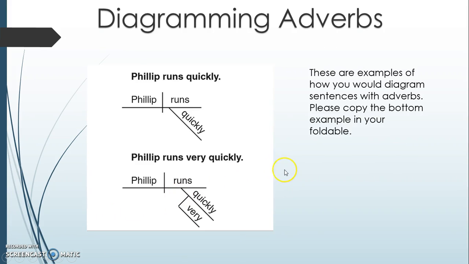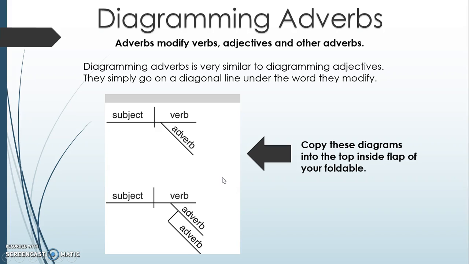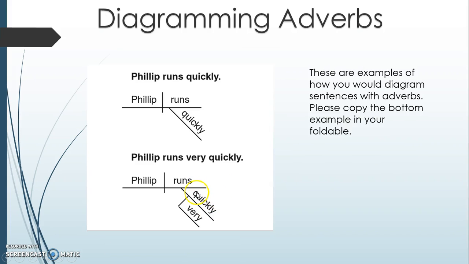All right, and then these are some examples. We've got Philip runs very quickly, or Philip runs quickly, and then Philip runs very quickly. I want you to only copy this one down, just so that you have enough room, and copy that on the bottom portion. So on the top portion of the flap, you have the example, and on the bottom you have that. So do that right now, and then continue on.